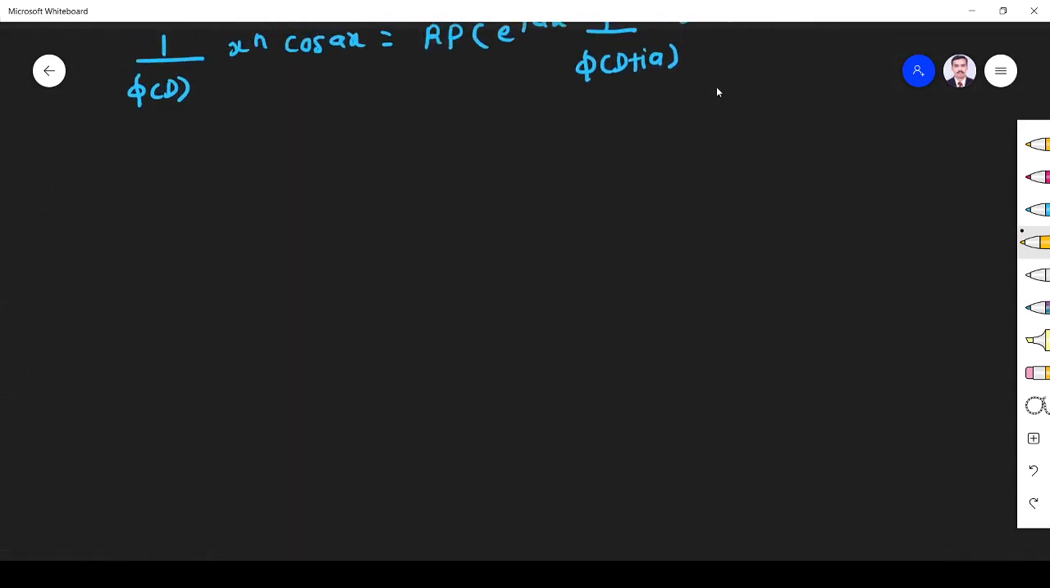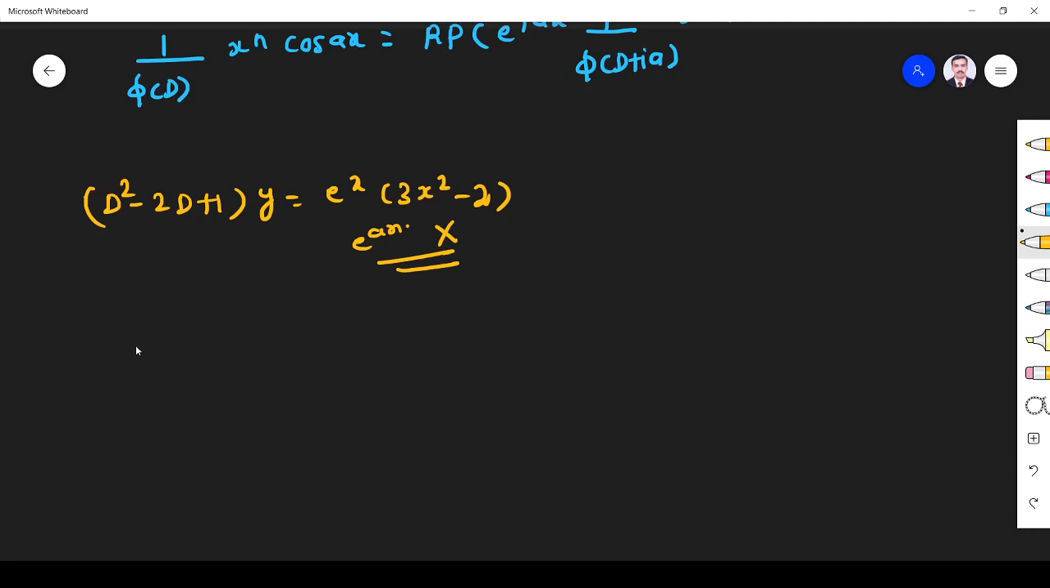The first example for type 4 is D squared minus 2D plus 1 into y, that is equal to e power x into 3x squared minus 2. You see that it is type 4 because it is e power ax into some X. It is e power ax format where a is 1. So it is type 4. So first, as usual, we find the auxiliary equation. The auxiliary equation is m squared minus 2m plus 1. Replace D by m and replace f of x by 0.